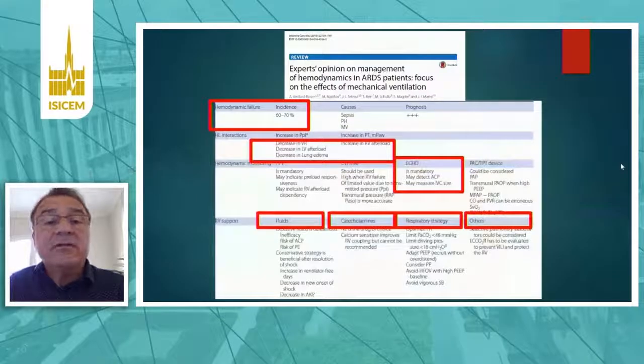And my advice before ending this presentation is to read this expert opinion on the hemodynamic management of ARDS, and you will find all the problems regarding fluids, catecholamines, and respiratory strategy.